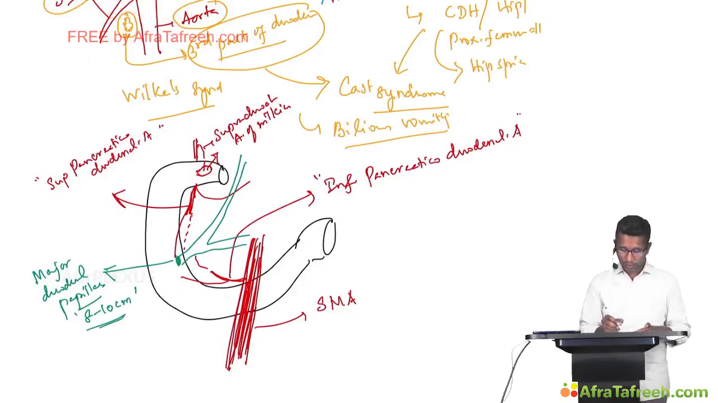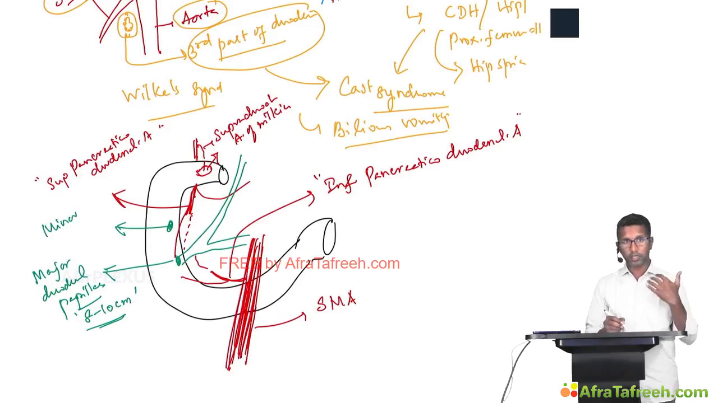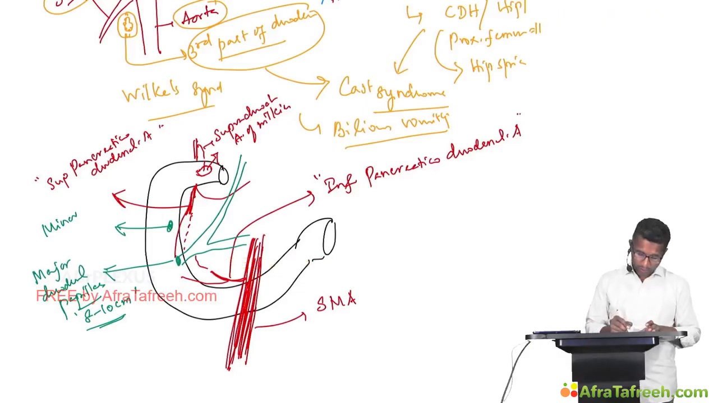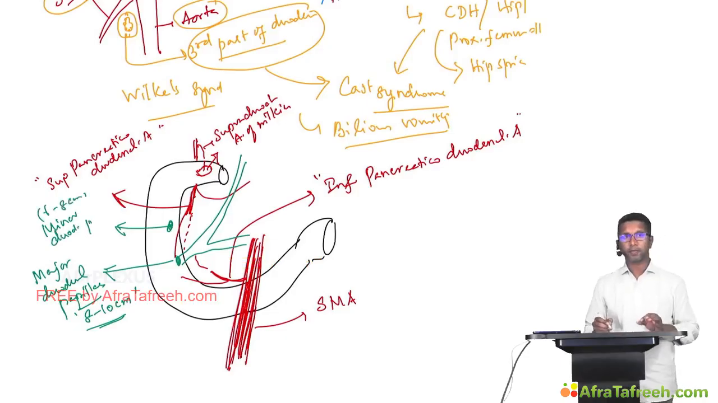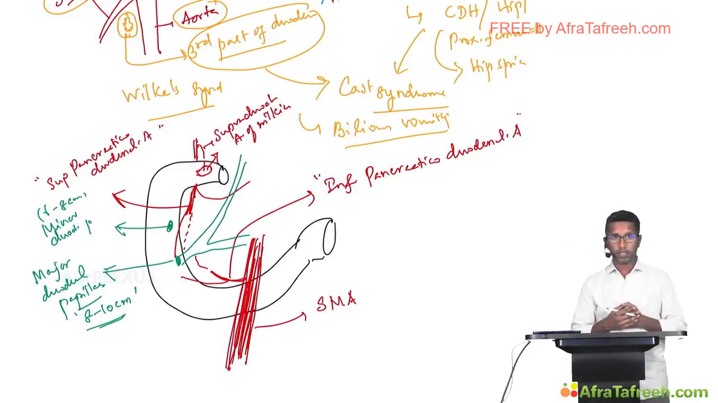We have seen that, and just above it is the minor duodenal papilla. What are these? These papillae are mucosal folds. Into the mucosal folds you have the opening of these ducts. The minor duodenal papilla is situated at a distance of 6 to 8 centimeter distal to the pylorus, causing opening of the minor or the accessory pancreatic duct. So these are the two important ducts which open into the second part of the duodenum.